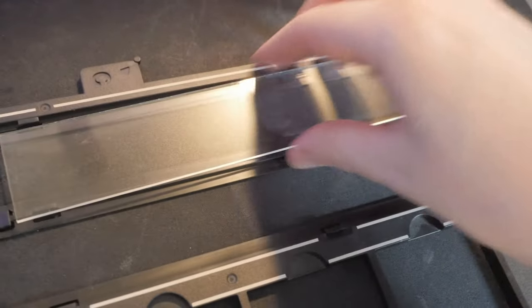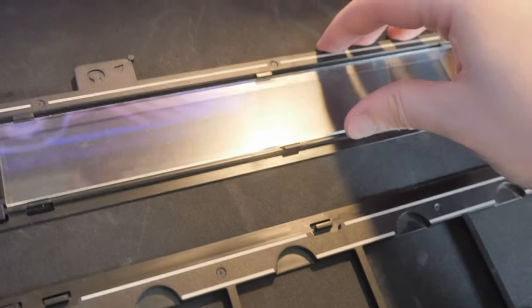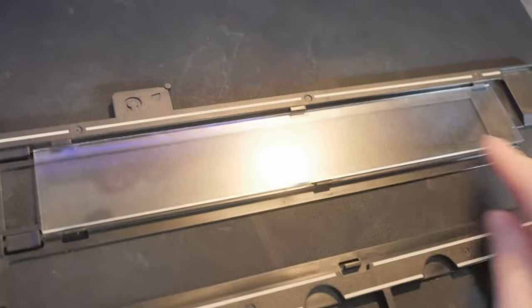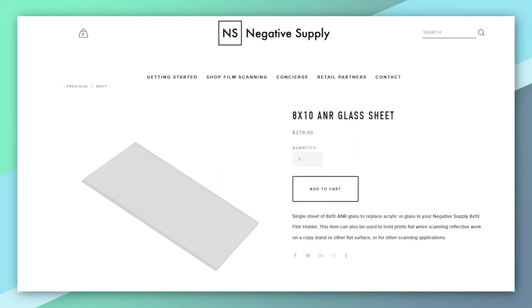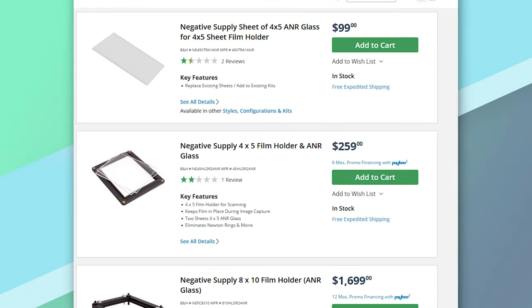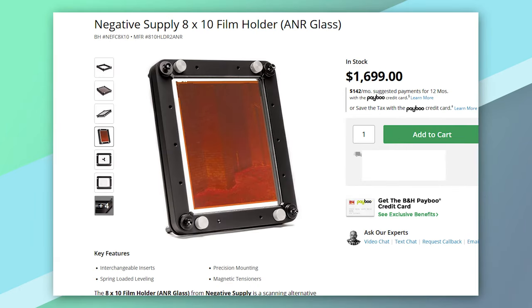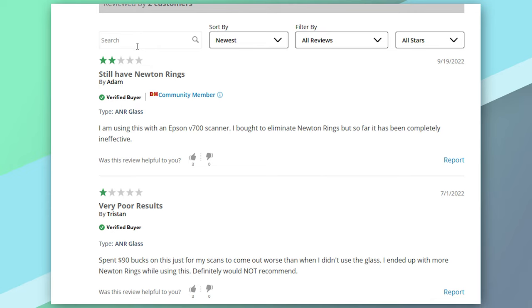Like I said in the beginning, there's no such thing as anti-Newton ring glass. But there is glass that helps stop Newton rings from forming. This glass is not specially made anti-Newton ring glass. That's just a marketing gimmick name created by people who are trying to make a quick buck off photographers like you and me. Just look at these prices. $100, $250, $1,700 for an 8x10 film holder with a piece of glass in it? What is going on? And according to the comments, these special holders don't even work.